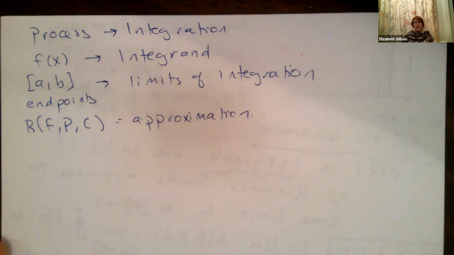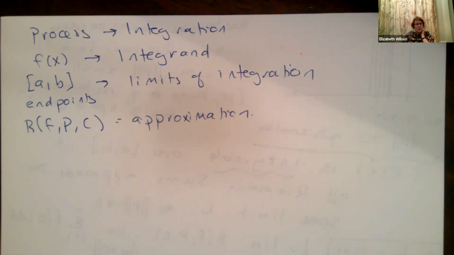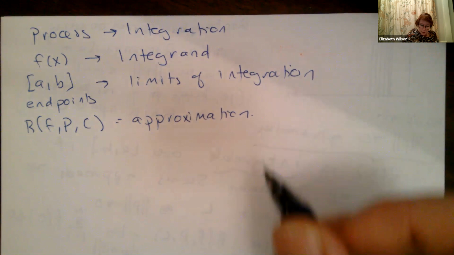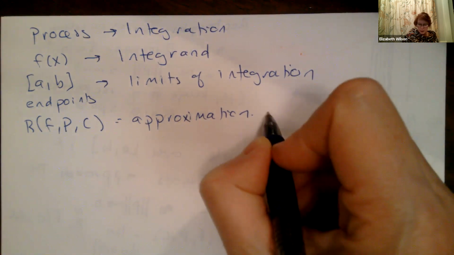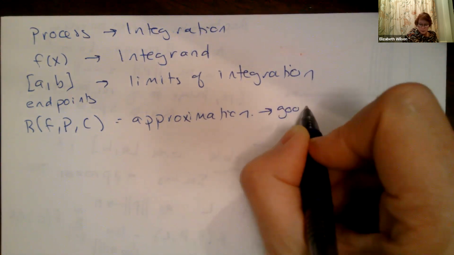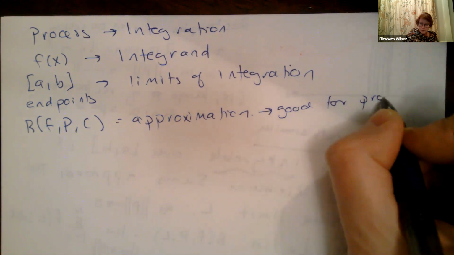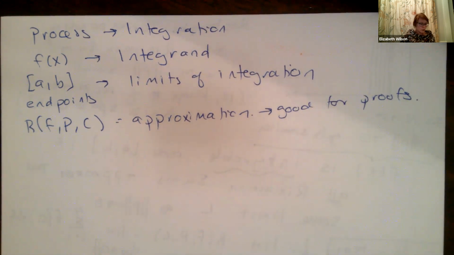Okay, R, F, P, C is an approximation, right? So I go to take the integral, but the integral really comes from summing up and doing the Riemann sum and making the width of my rectangle really tiny and the height very specific. But my Riemann sum itself is an approximation, right? And so why do we care? Why are we doing it? Well, this is good for proofs, right? I can use it in proofs.